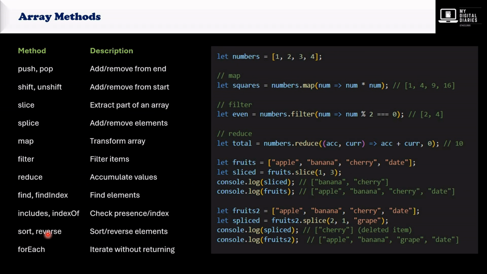Then to sort data, we can use the sort function. To reverse an array, we can use the reverse function. Then we have forEach. Finally, forEach lets us loop through all items in an array, but unlike map, it doesn't return a new array. It is mainly for executing a function on each element. We have already seen forEach in previous videos. Okay, so these are all the array methods available in JavaScript.